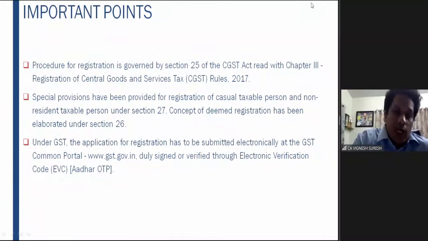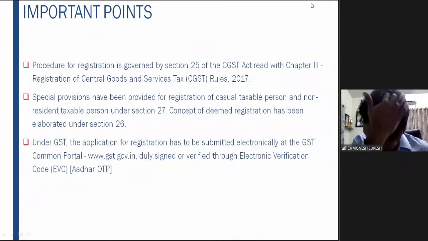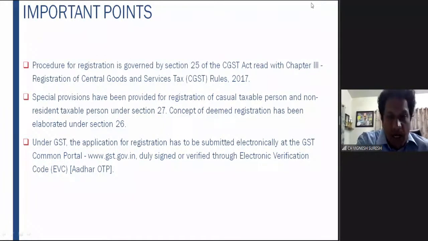gst.gov.in is the respective portal. In this portal, the registration can be submitted electronically. The verification and signature can be done either through EVC, that is electronic verification code. Whenever you are submitting the application for registration, you need to give the mobile number and email ID of the respective taxable person. When the application is submitted, the EVC goes to that person's mobile number, it is typed in, and the GST application is submitted. It can be done either through the EVC or through the digital signature of the respective person.